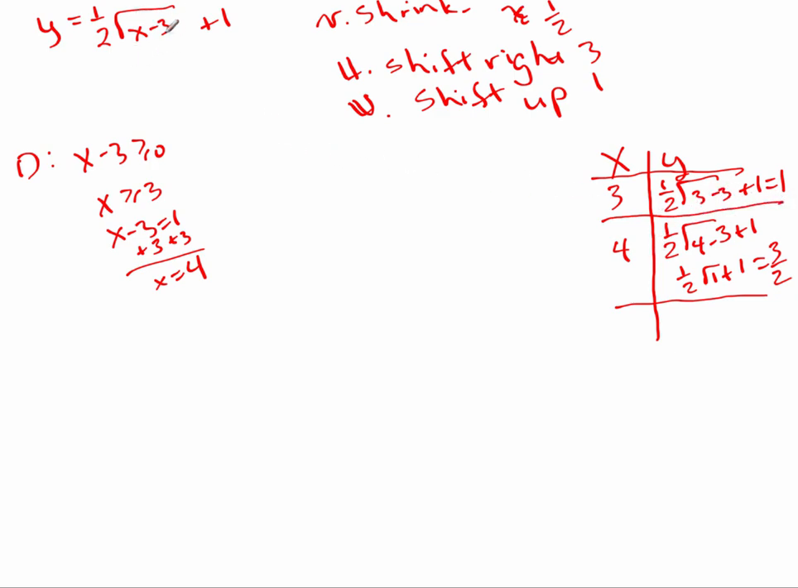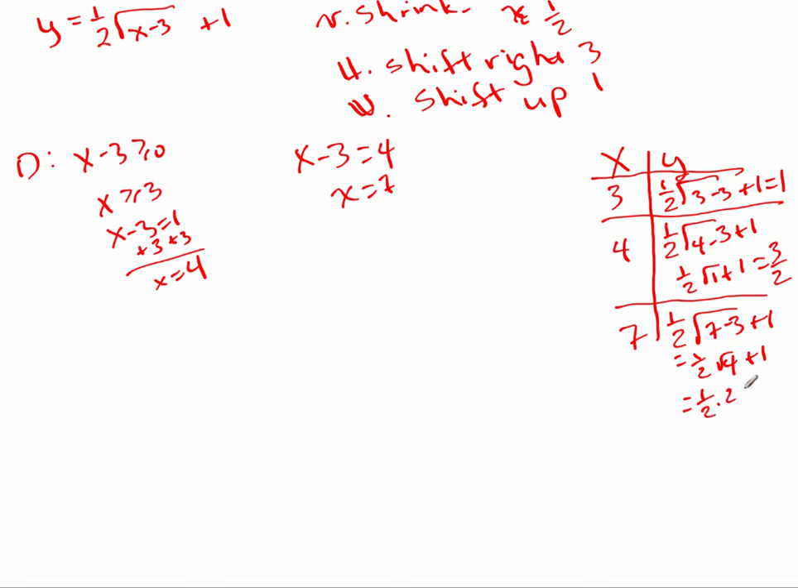Now, what's the next number that we know square roots nicely when this is equal to 4? So when I add 3 to both sides, I get x equal to 7. So when x is 7, y is 1/2 the square root of 7 minus 3, plus 1. So this is 1/2 the square root of 4 plus 1. So the square root of 4 is 2. So this is 1/2 times 2 plus 1. So this is 1. 1 plus 1, 2. That was a lot of work. So let's graph these.